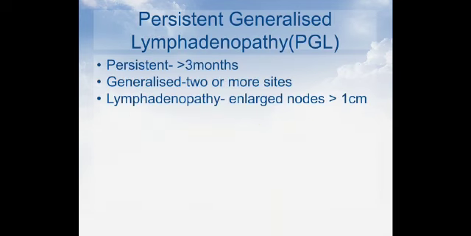After this period of latency, when the virus multiplies to such an extent that it can suppress the CMI, it spills over into the general circulation. At that time you come across the symptoms called persistent generalized lymphadenopathy. Lymphadenopathy means enlarged lymph nodes. How much should they be enlarged? More than 1 centimeter. And generalized means lymph nodes at more than 2 non-contiguous sites, and they are present for more than 3 months. Such a condition we call persistent generalized lymphadenopathy.